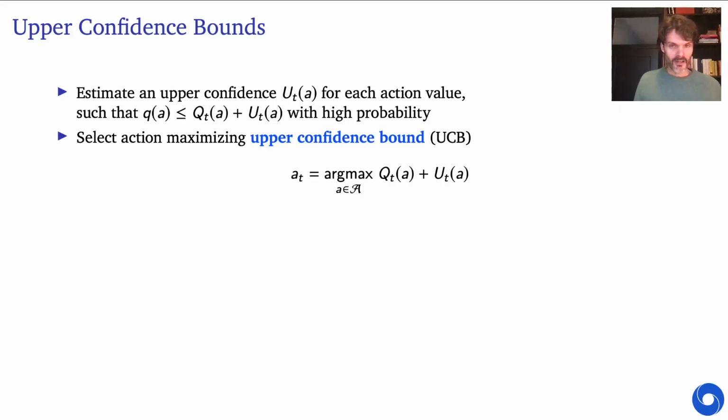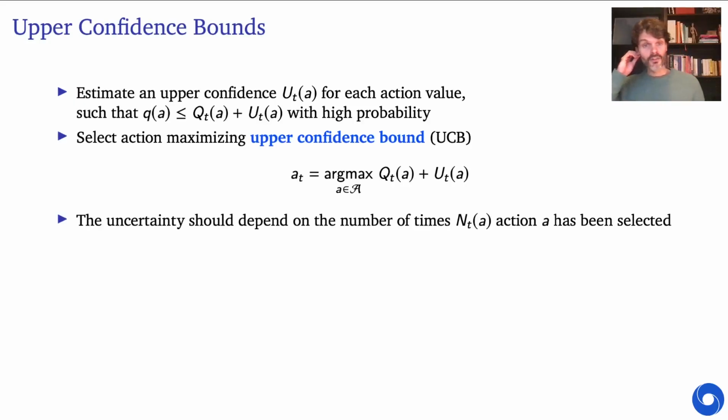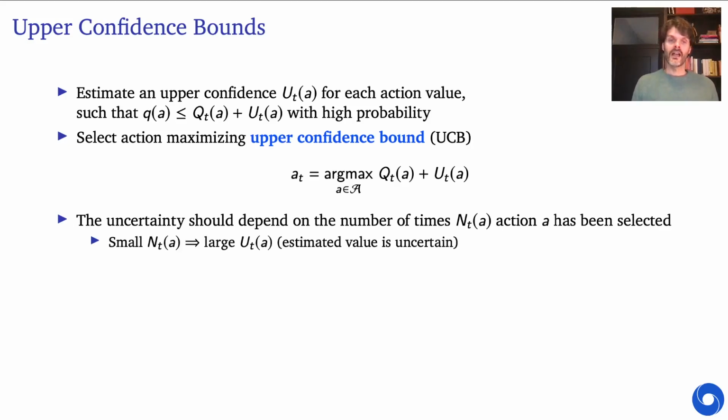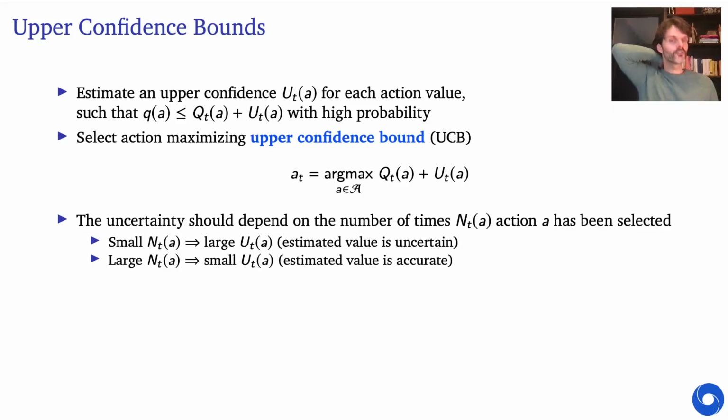If we're quite certain about the action, the only other reason why we might pick the action is because the estimate itself is high. The uncertainty, somewhat intuitively, should depend on the number of times the action has been selected. In particular, we want a small count to imply a large bound, because if the count is very small for an action, then its uncertainty must be large, and therefore we should pick it occasionally in order to check how good it actually is. But if the count grows, and in particular if the count becomes very large compared to other actions, then the bound should become small compared to the other actions, because this means that the estimated value is accurate.